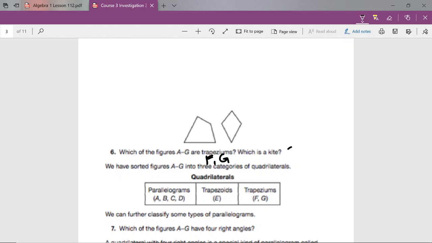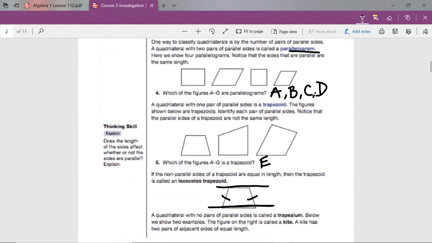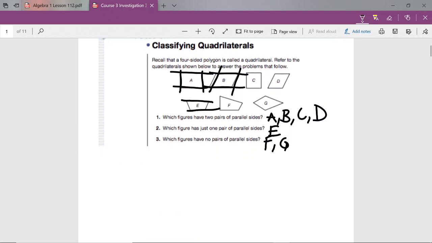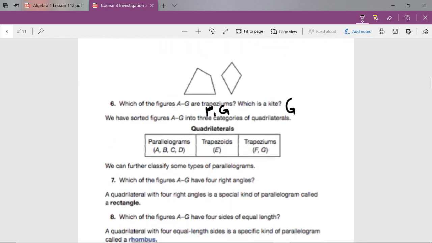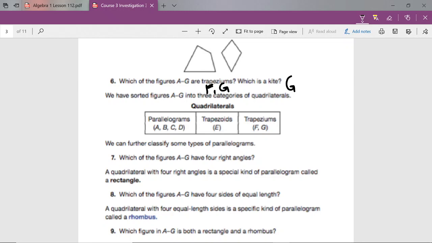Well, G is considered a kite, because when we go back up here, it definitely doesn't have any pairs of parallel sides. What it's saying is the adjacent sides, so this one and this one, are the same length. And then these 2 adjacent sides are the same length. We use hash marks to show things that are the same length. If they have the same amount of hash marks, so 1 and 1, then those are the same. 2 and 2 are the same. So that is considered a kite. G is a kite. No pairs of parallel sides, and those adjacent sides are the same length.